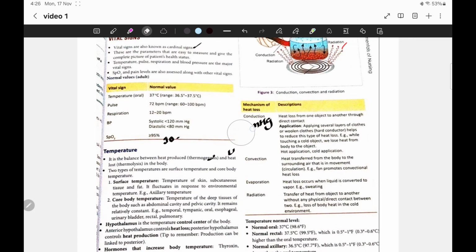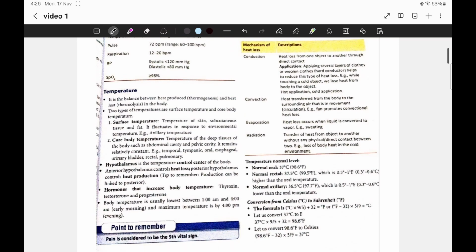So, moving to the next point, temperature. Now we will discuss each of the vital signs in detail. This video can be a little long, but we should have proper knowledge of what temperature is, how many types of temperature there are, and what the sites are where we can measure temperature. Temperature is the balance between heat production, that is thermogenesis, and heat loss, that is thermolysis.